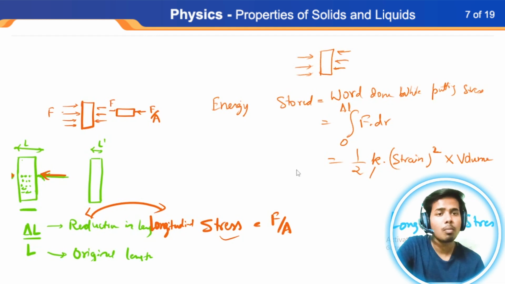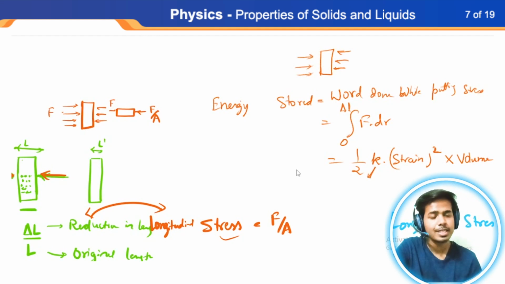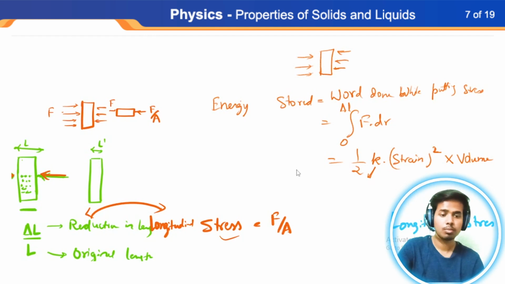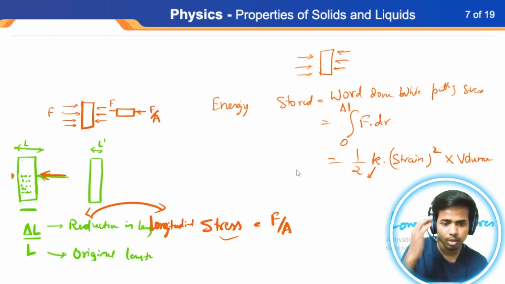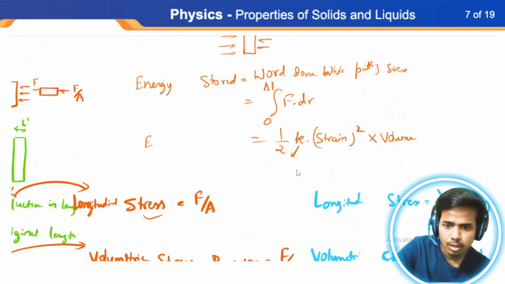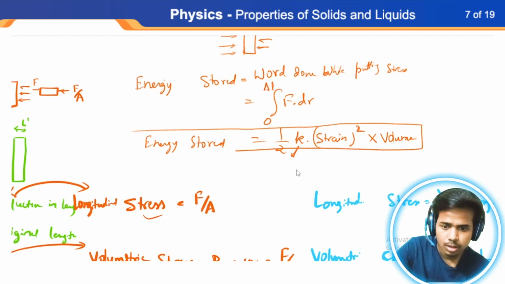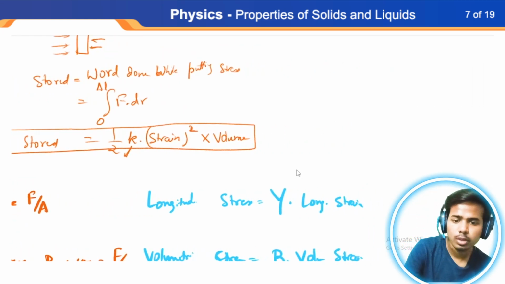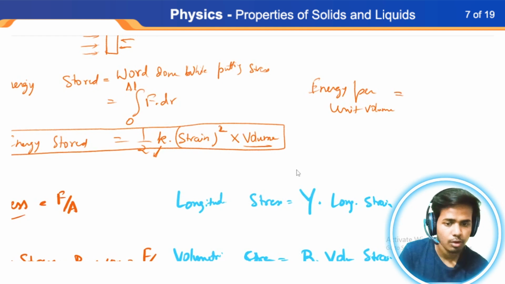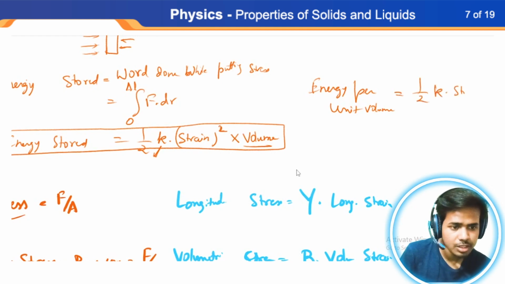Now, what is K? K is the modulus for each of the cases. For longitudinal stress, it will become Young's modulus. If you have volumetric stress, it will become bulk modulus. If you have shear stress, it will become the shear modulus or modulus of rigidity. For example, this is the energy stored in the object which is under the stress. And if you want to write it independent of volume, you can just say energy per unit volume. In many textbooks, it is written in this form. It is nothing but half into K into strain square.